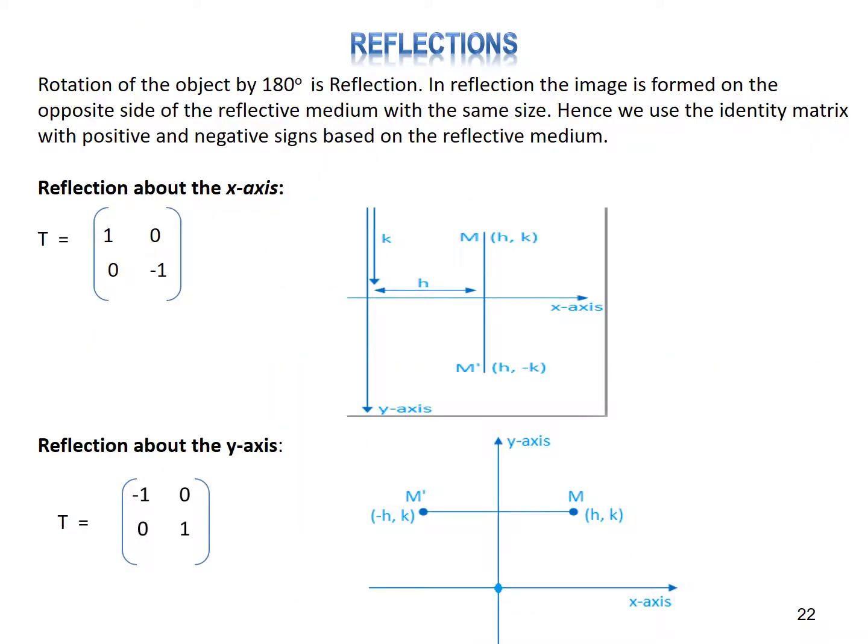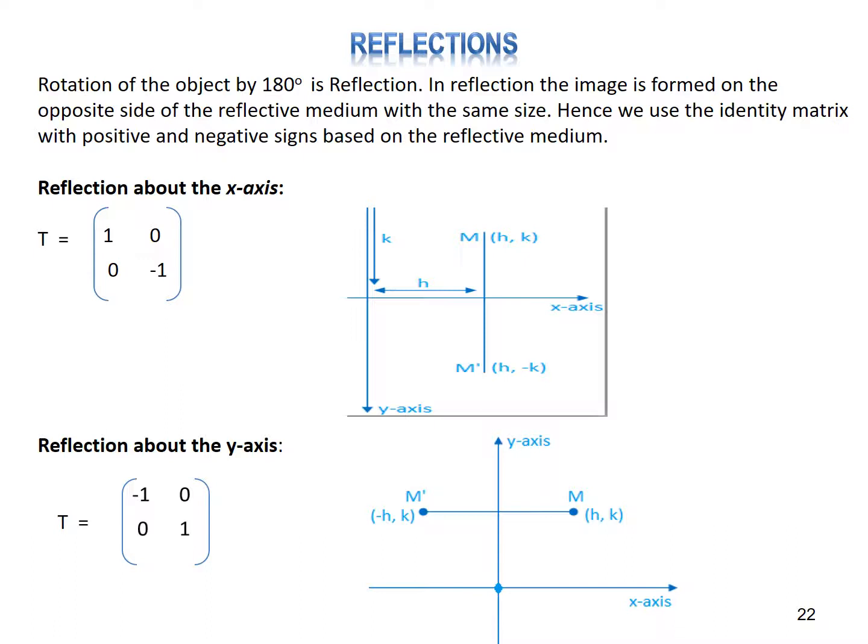Reflections. Rotation of the object by 180 degrees is reflection. In reflection, the image is formed on the opposite side of the reflective medium with the same size. Hence, we use the identity matrix with positive and negative signs based on the reflective medium. Reflection about the x-axis. Here you can see in the picture, (h, k) is reflected about the x-axis and the reflected point is (h, -k). Hence, the matrix is [1, 0; 0, -1].